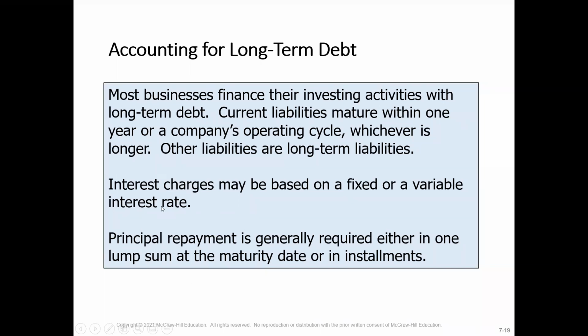So, generally we have interest rates on long-term debt, and principal repayment can be either one lump sum or in installments. Anyone who's had a car payment or a mortgage payment, you're paying a mixture of principal and interest on a regular basis. I don't take out a mortgage for 30 years and pay all of the interest and all of the principal 30 years from now. It happens monthly. And those payments are both a mix of reduction of liability and interest expense.